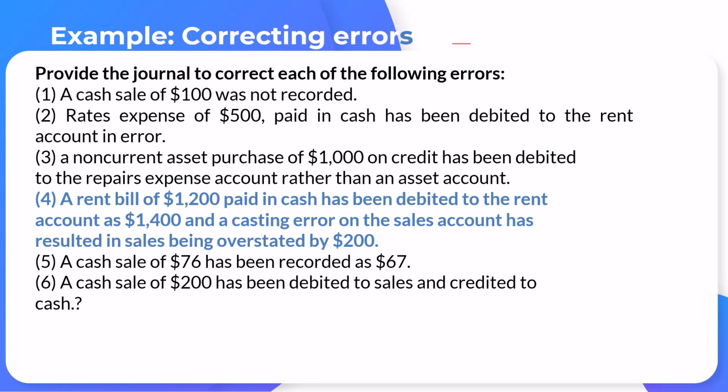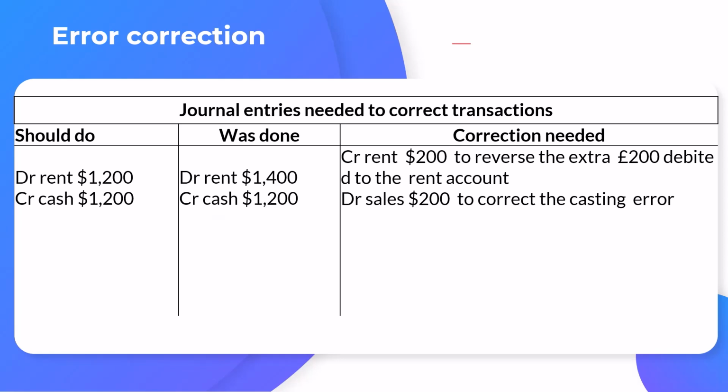The fourth one is that a rent bill of 1,200 paid in cash has been debited to the rent account as 1,400, and the casting error on the sales account has resulted in sales being overstated by 200. So those errors were probably even compensating themselves. What we should do is debit our rent with 1,200 and credit our cash with 1,200. But what was done is that we debited rent 1,400 and credited cash 1,200. To correct this entry, we're supposed to credit rent with $200 to reverse the extra amount, and then we debit sales with 200 to correct the casting error.